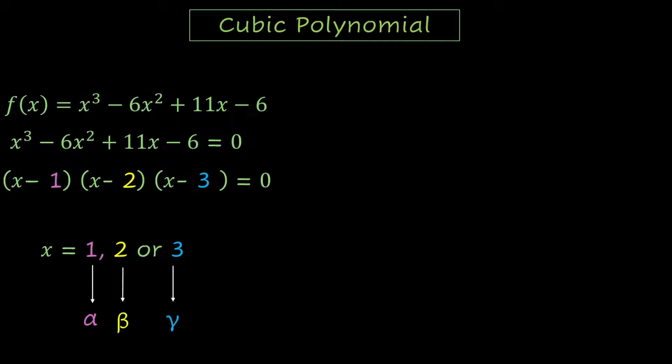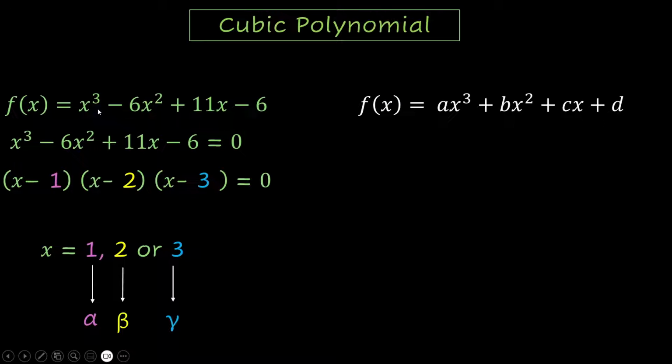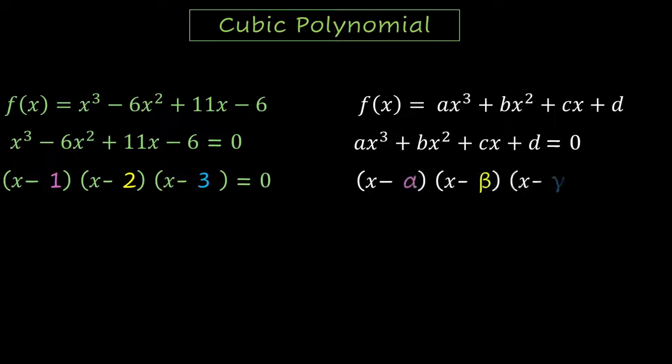In order to find that, let's do one thing. Let us write the standard form of a cubic polynomial, which will be ax cubed plus bx squared plus cx plus d. a is the coefficient of the x cubed term, b is the coefficient of the x squared term, and so on. Now, once again, we put it equal to 0 to find its roots. And the standard roots are (x minus alpha)(x minus beta)(x minus gamma) equal to 0, right?